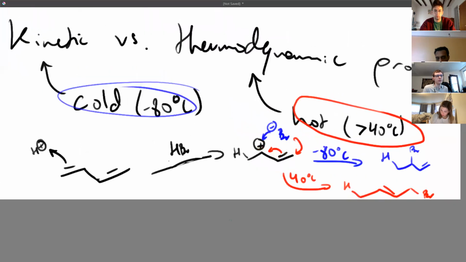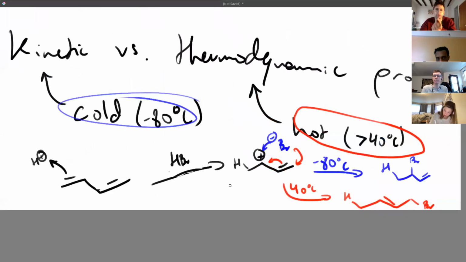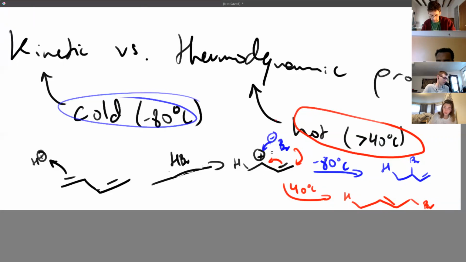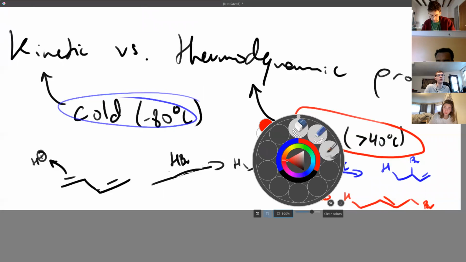Okay. So Adam, is there any point at which in the warm or hot instance where we have a positive charge on the terminal carbon, or is it all happening instantaneously where the bromine is attacking the end while the electrons are moving over? Yeah, you will get a positive charge on the end. Okay, got it. Yeah. So maybe to write out the whole mechanism here.